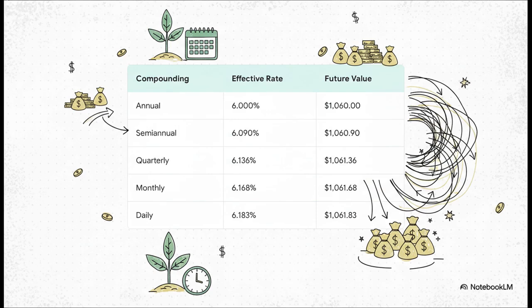If you invest $1,000 at 6%, annual compounding gets you $60. But if you compound that daily, you get $61.83. Now, that might not sound like a lot in 1 year, but over a lifetime of investing, this effect becomes the single most powerful engine for building wealth, period.